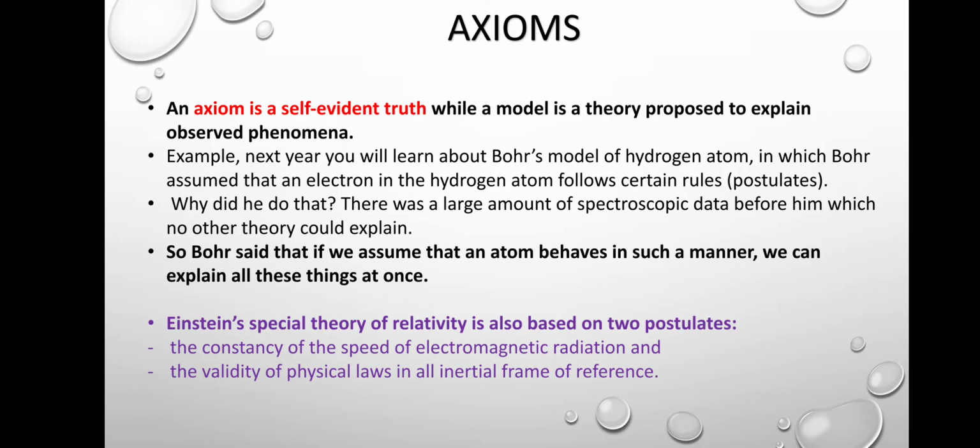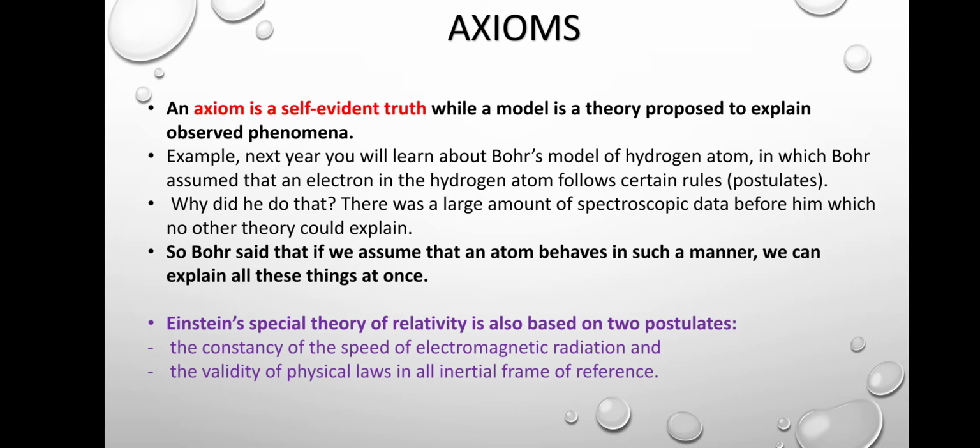Example, next year you will learn about Bohr's model of the hydrogen atom, in which Bohr assumed that the electron in a hydrogen atom follows certain rules or postulates. So see, even that electron has certain rules. Okay, so Bohr, before proving his theory, before Bohr's atomic theory came into existence, had assumed certain postulates in his mind, right?